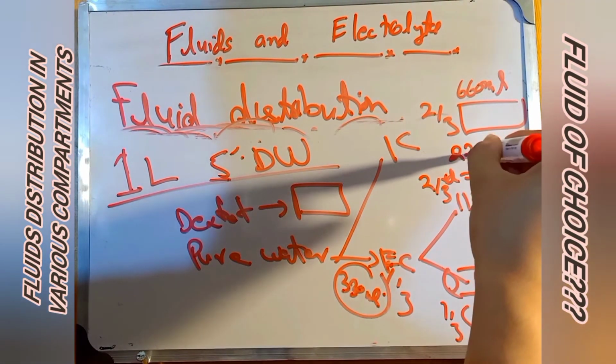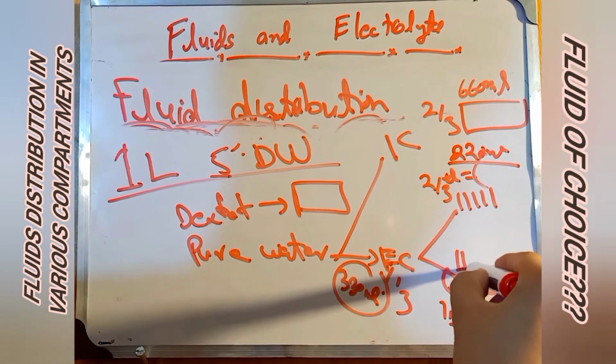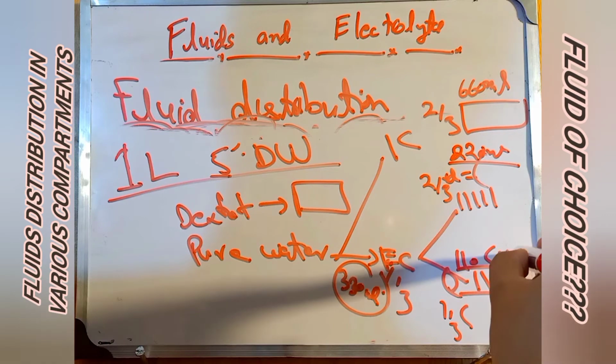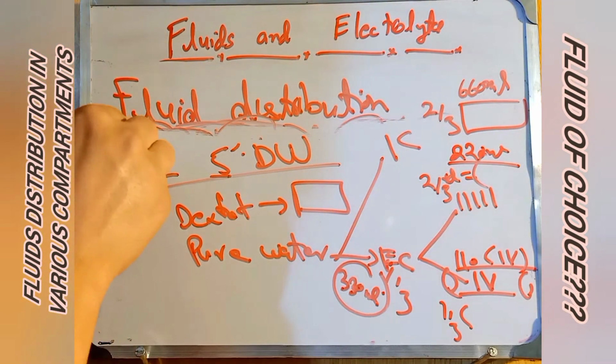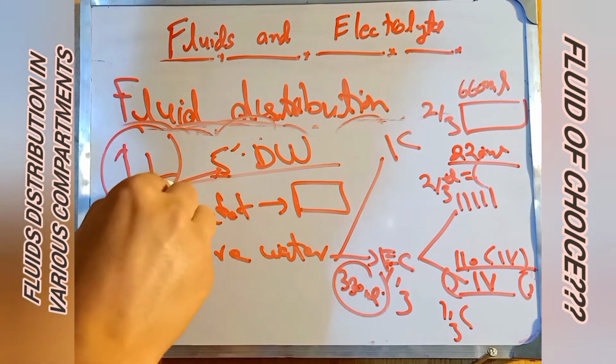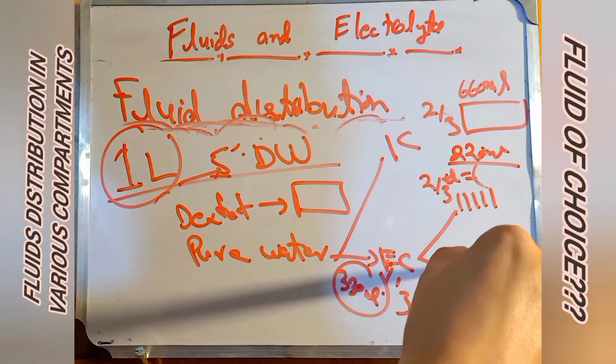So from 1 liter of 5% dextrose, the intravascular fluid volume will rise by only 110. Now I think you might have understood this, and it's all clear. That's it.